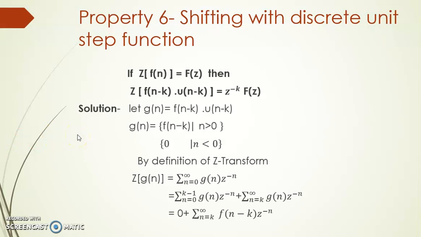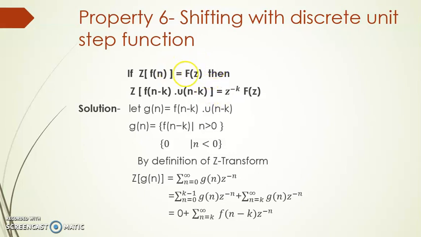Shifting with discrete unit step function, that is our sixth property. If Z transform of f of n equal to f of z, then Z transform of f of n minus k into u of n minus k equal to Z power minus k into f of z. If your sequence is of the form f of n minus k into u of n minus k, what is the change in your answer? Your answer f of z is multiplied with the term z to the power minus k. So here is the proof.